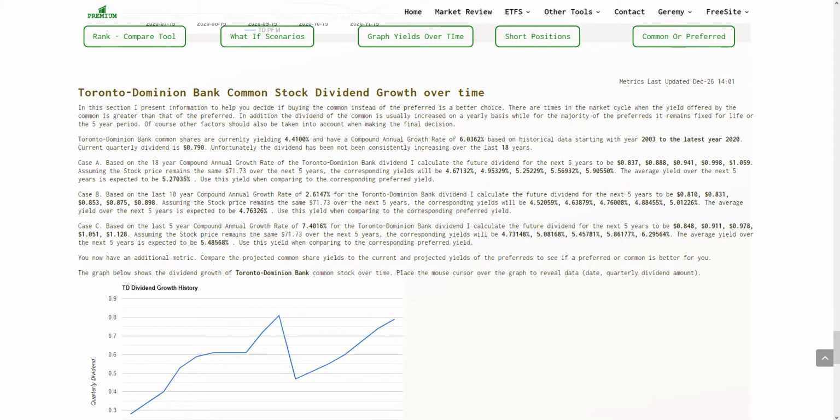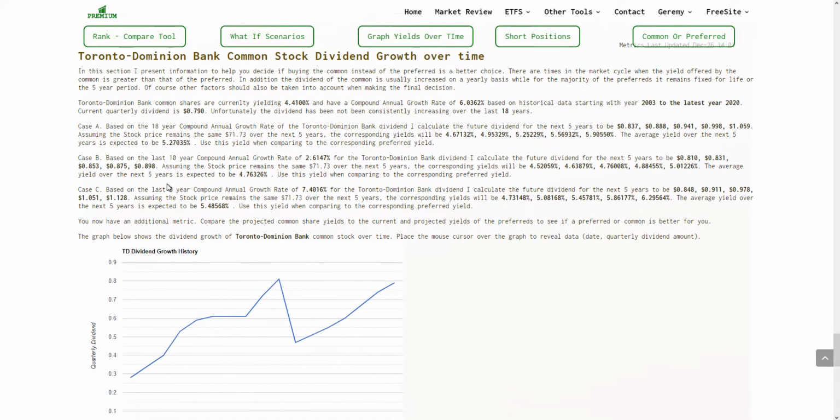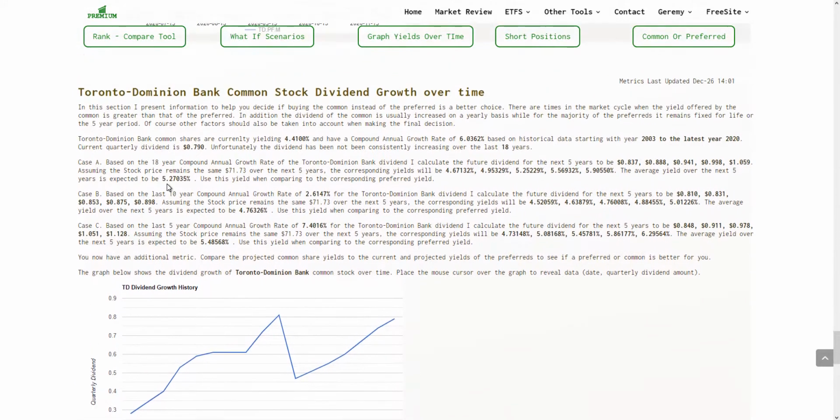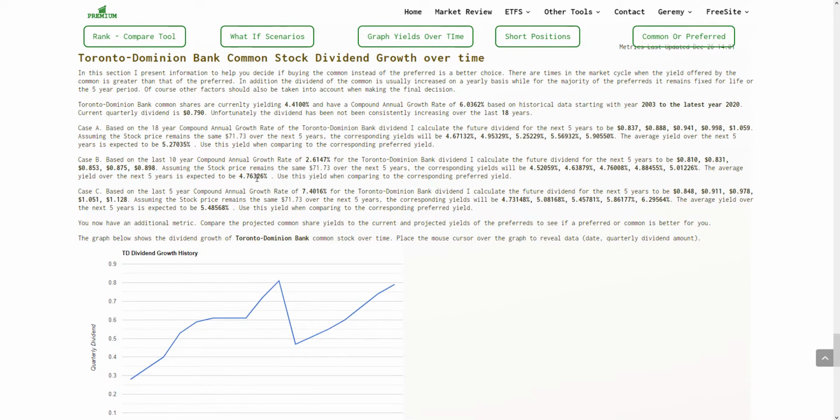Click on the button Common or Preferred. TD Bank common shares are currently yielding 4.4% and have a compound annual growth rate of 6% based on historical data starting with the year 2003 to the latest year 2020. Current quarterly dividend is 79 cents. Unfortunately, the dividend has not been consistently increasing over the last 18 years.